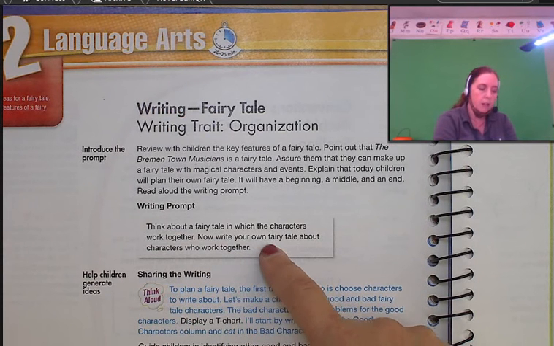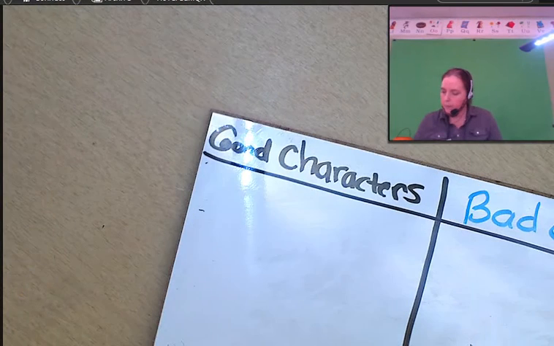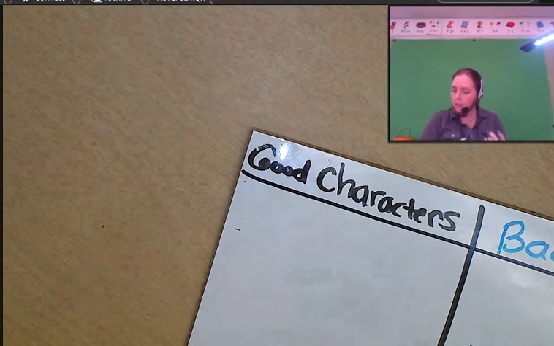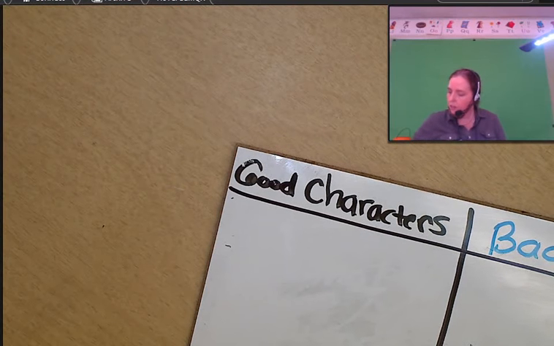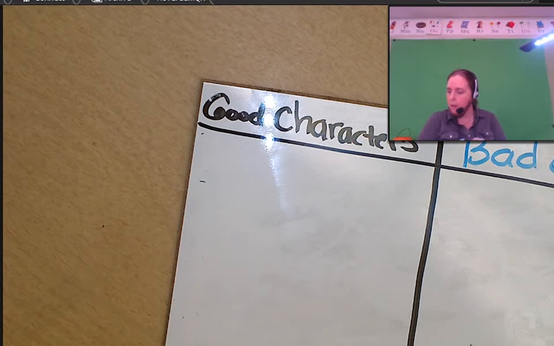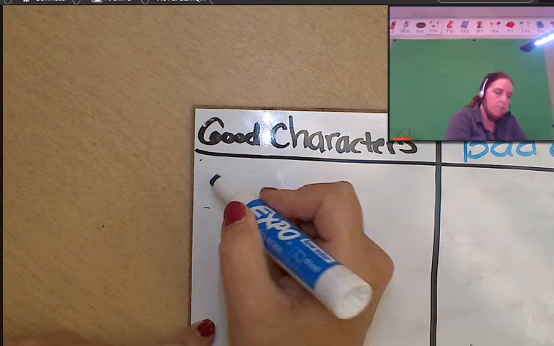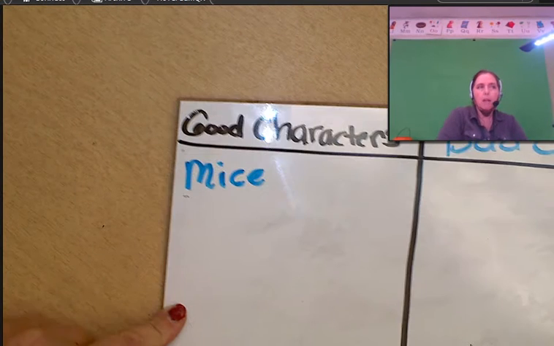Now to plan a fairy tale, the first thing we will do is choose characters to write about. That is the first thing. So we're going to make a chart, which I already did. And I'm going to make a list of the bad characters and the good characters. So let's start with this. For example, I'm going to think of some characters that might be good, or characters that are nice. So let's see, how about I start with mice? I think mice are cute. So I'm going to say mice under good characters.